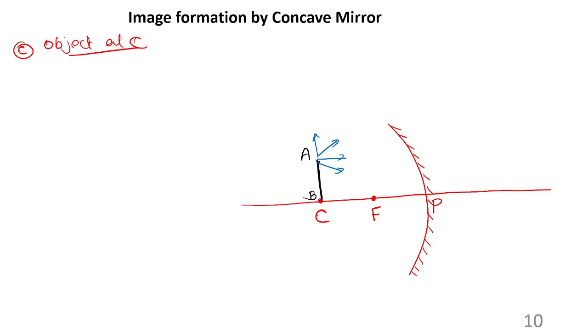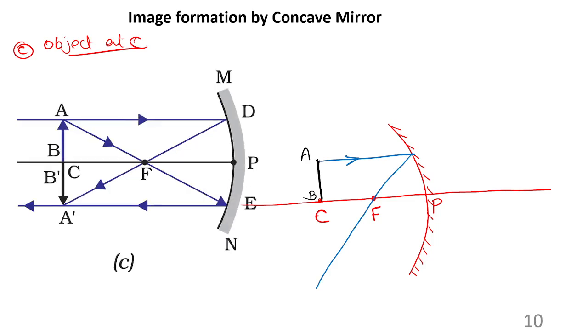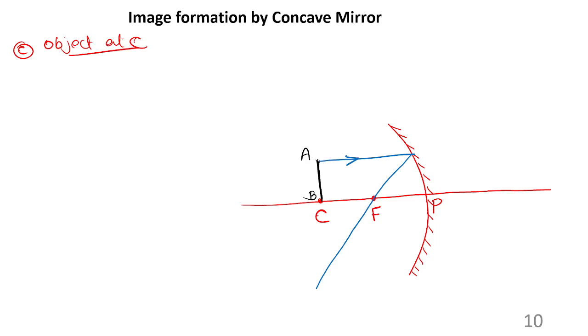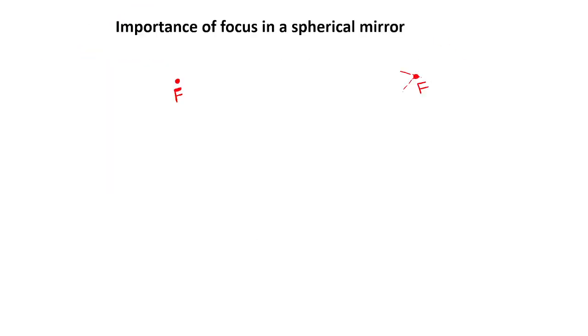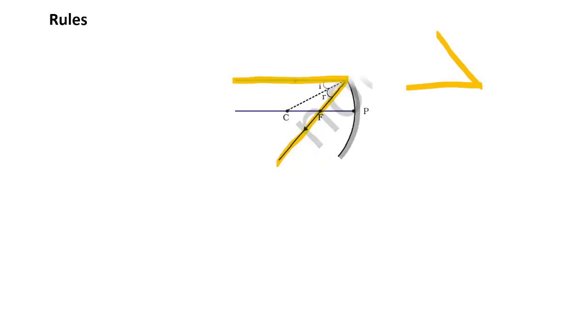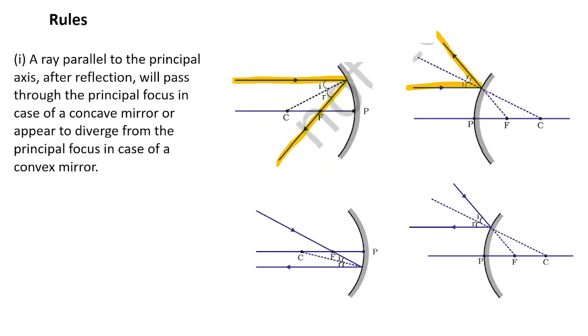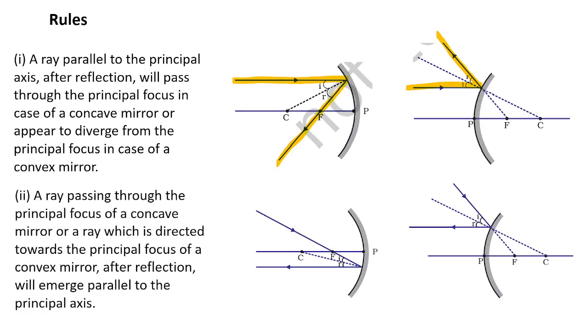Select any two rays. Let me select one horizontal ray coming out of A. After reflection it will be passing through the focus. Isn't it clear? Yes. And we studied another property. I think I explained it in the previous class, but you might have forgotten. Let me remind you once again.